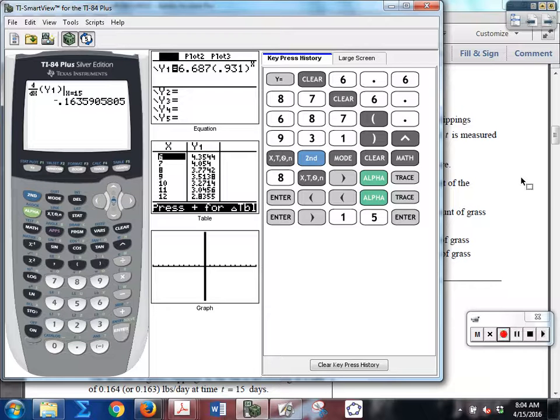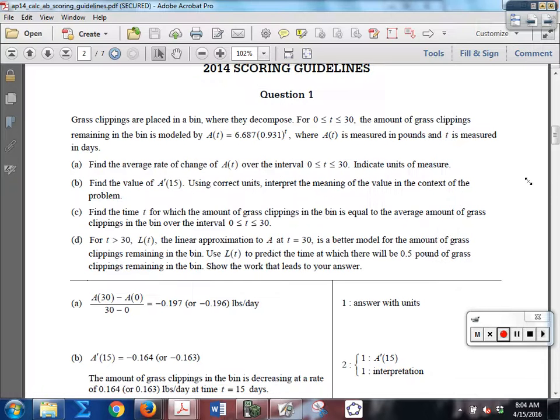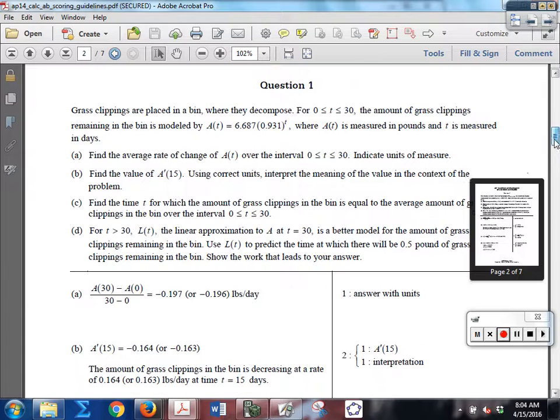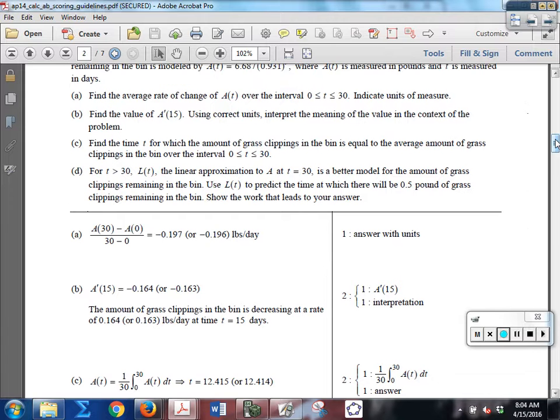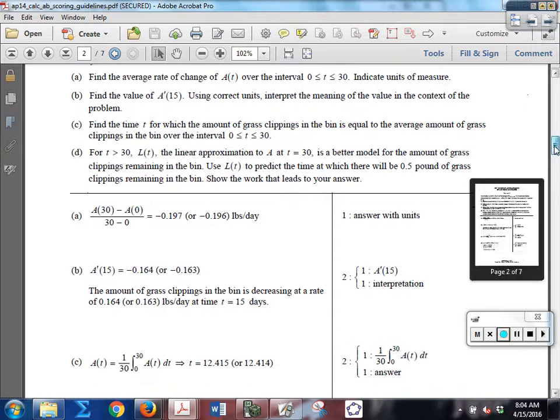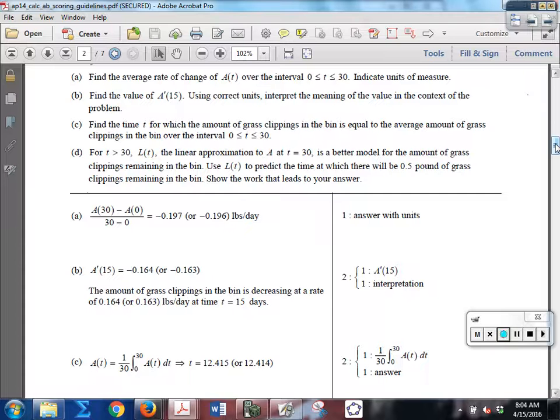So just go to 3 decimal places, negative 1.163. And all you have to do to show your work is just say A prime of 15 equals that number, and you're good. Well, I guess we got to interpret it. So that value would be worth 1 point, and then this is another one that is kind of a tricky thing.